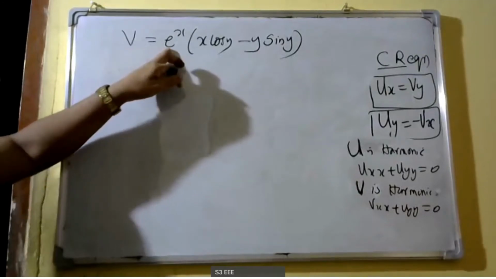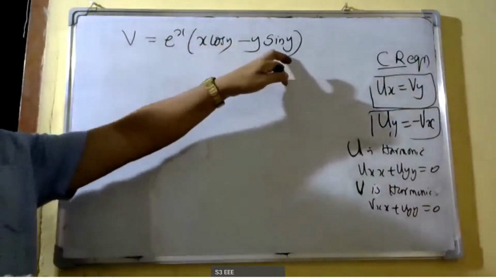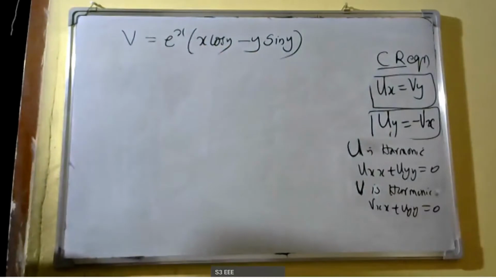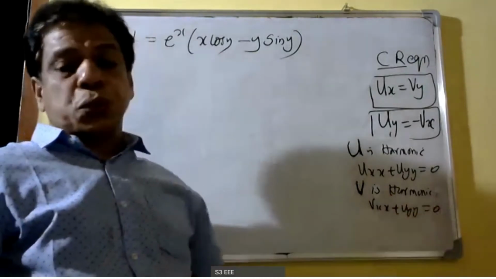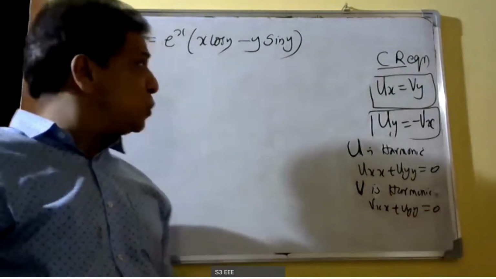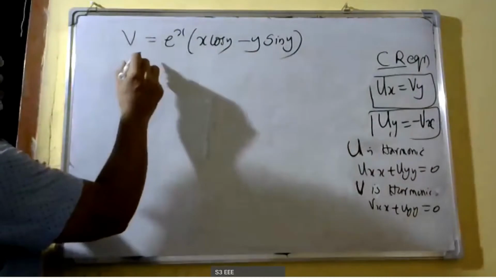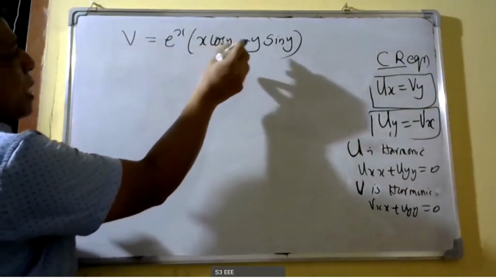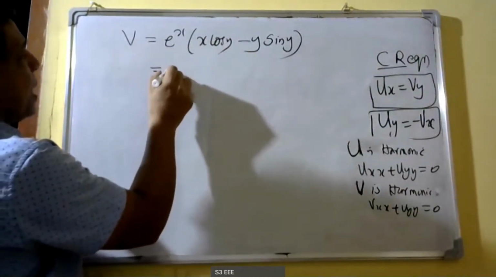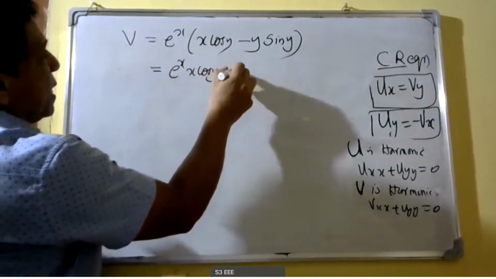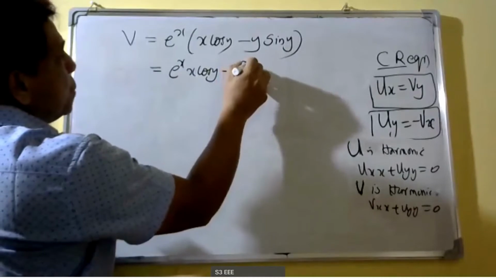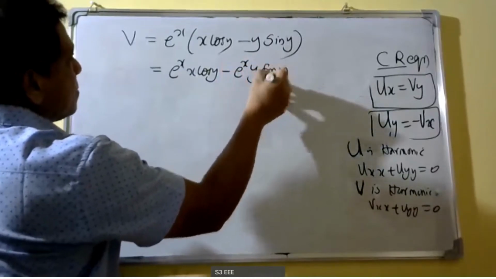Imaginary part, e raised to x into x cos y minus y sin y, is harmonic. For that, we have to show that vxx plus vyy equal to 0. Here, v equal to e raised to x into x cos y minus y sin y. This can be taken as e raised to x into x cos y minus e raised to x into y sin y. That is v.